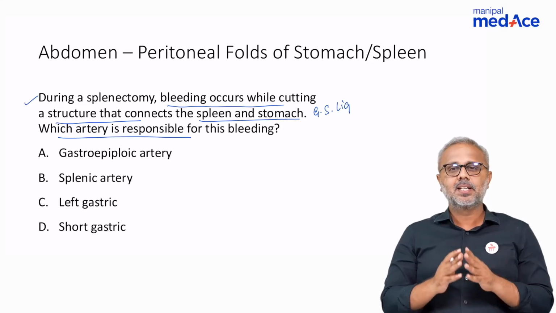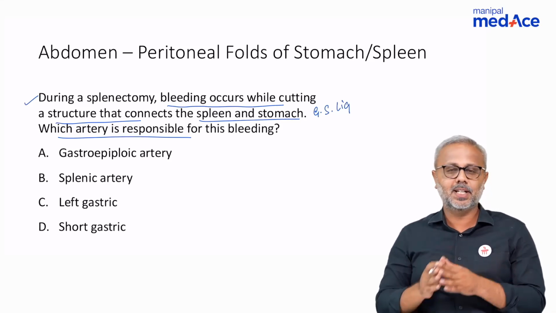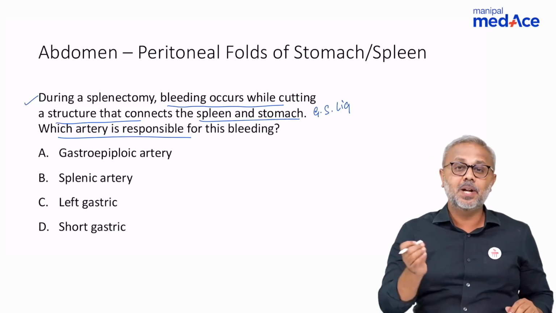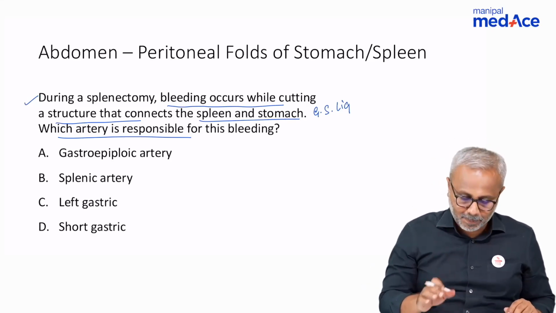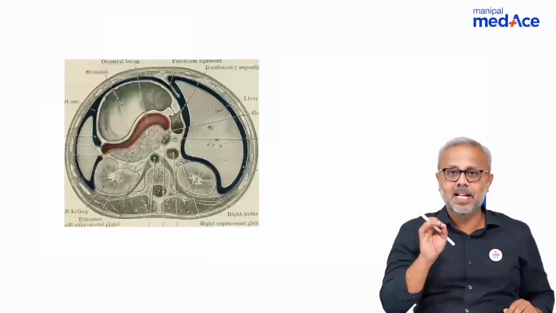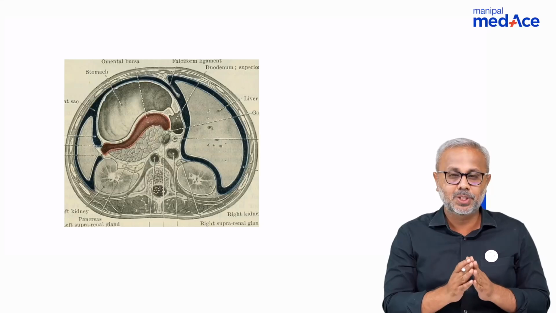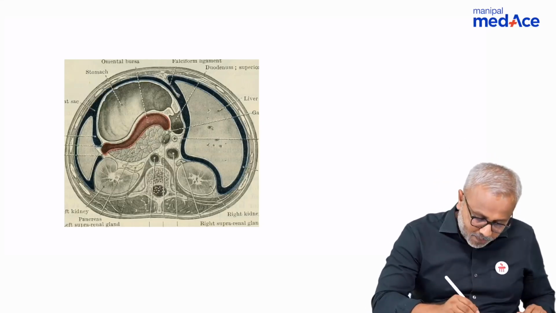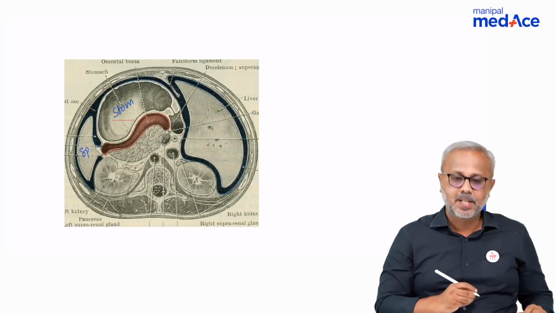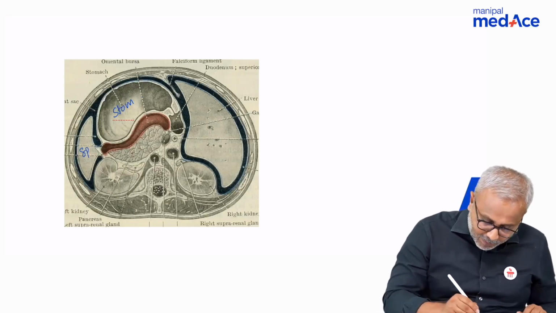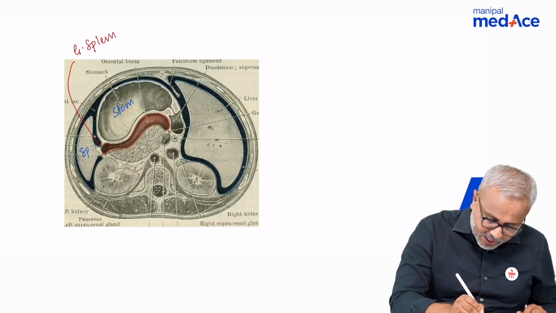So basically, the examiner is trying to check whether you know what ligaments are attached to the hilum of the spleen and what structures are present within these ligaments. Remember, in order to understand this, let's see the transverse section of the abdomen, where we have the peritoneal folds orientation. What we have here is the stomach, and here is the spleen, right? There is a ligament connecting stomach and spleen. This is the gastrosplenic ligament.